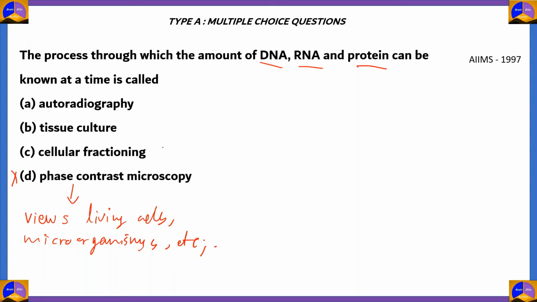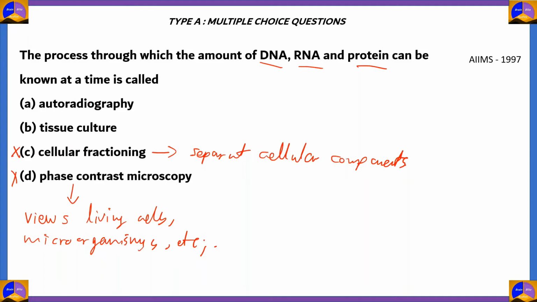What about option C, cellular fractioning? Now, cellular fractioning, as the name suggests, means to separate cellular components. So it's just to separate the various components to their respective constituents. So therefore, it does not have anything to do with the gauging of the amount of DNA, RNA, and protein. So option C is incorrect.